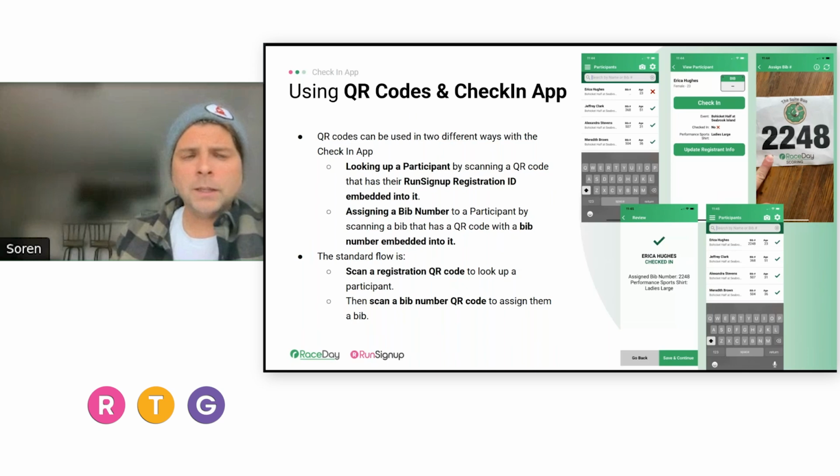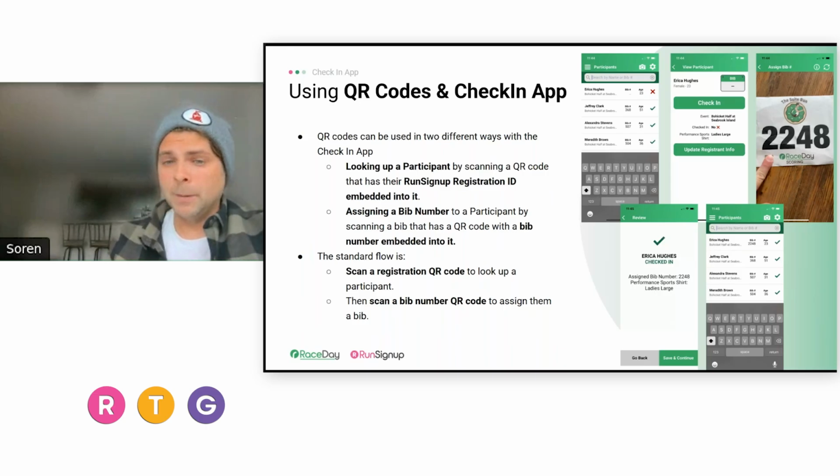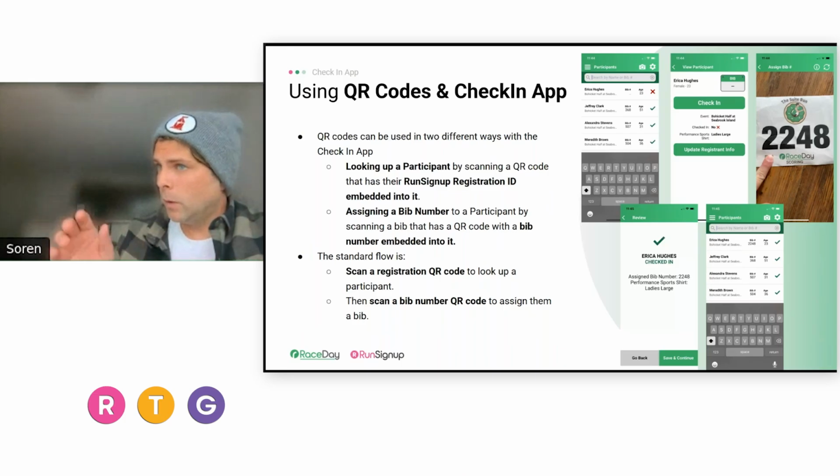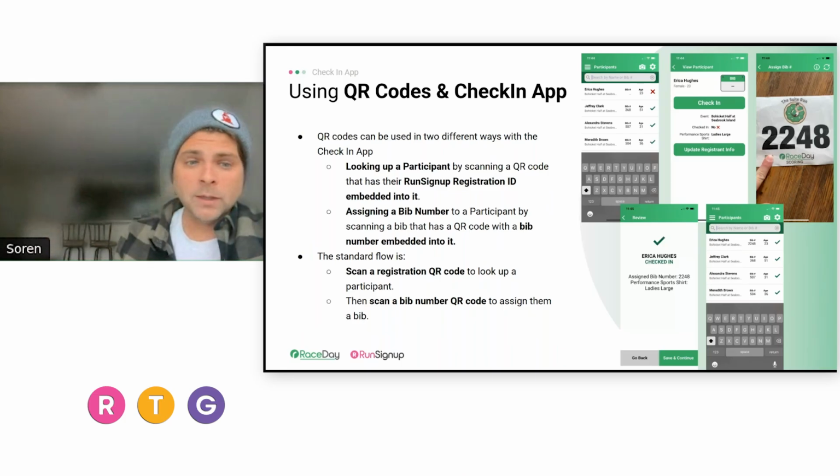The second thing that QR codes can be used for is to assign a bib number by scanning a bib that has a QR code with the bib number embedded in it. Most of you have probably experienced this or seen this in the meantime with the QR code on the bib. If you're using both of these, you can expect to reasonably check people in as little as 6 seconds. Again, that will depend a little bit on your workflow, but 6 seconds if someone has their QR code ready and you have a QR code on the bib is really efficient.